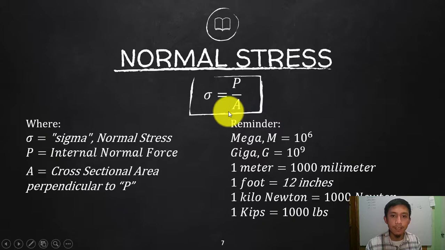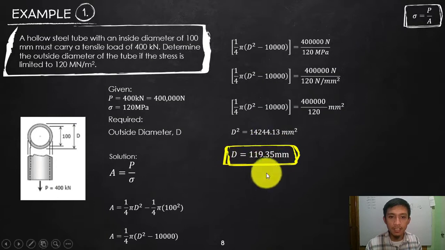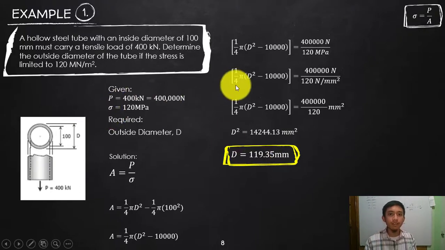Okay, so this is the required, so that we will not surpass the limit, the strength of the steel. We should have at least 119.35 outside diameter, but you can use bigger than that. Okay, so that's it. That is how we will solve the capacity.